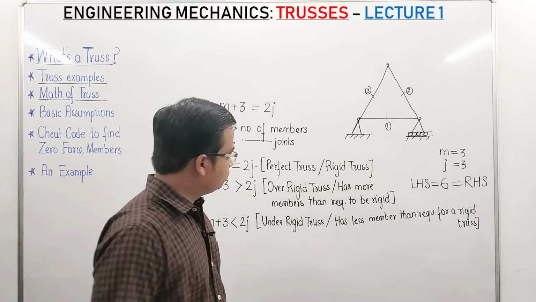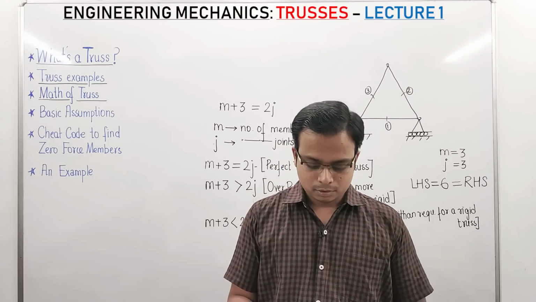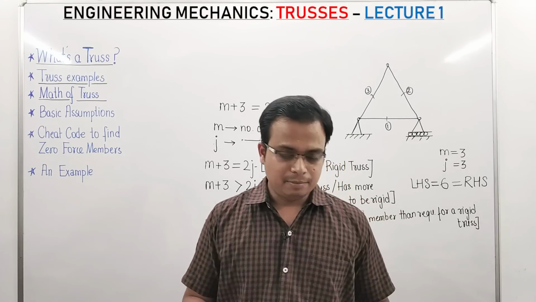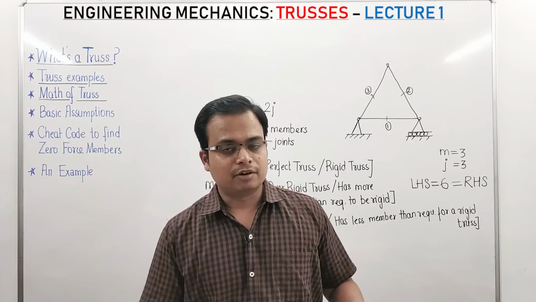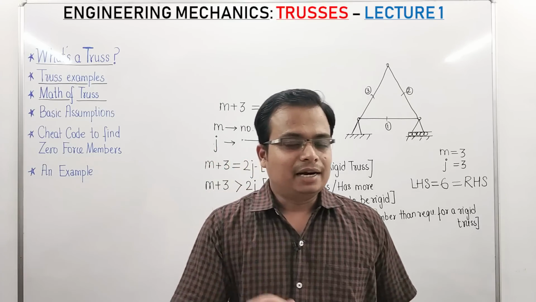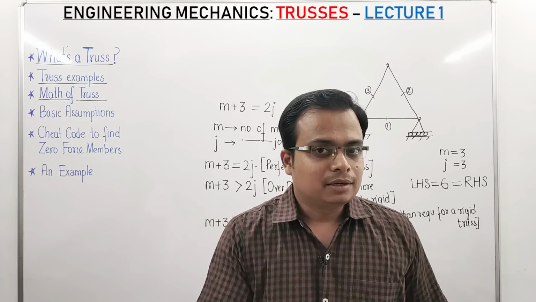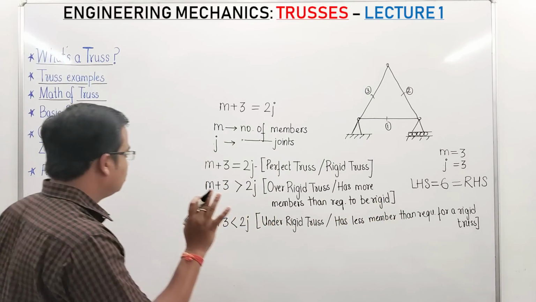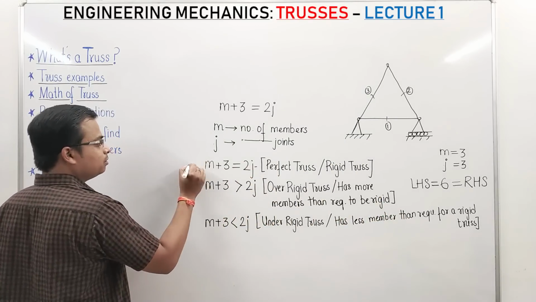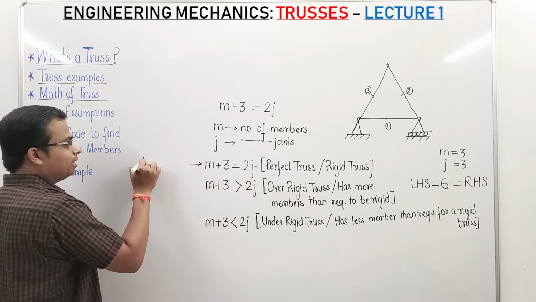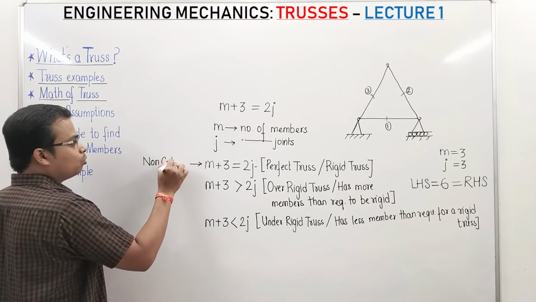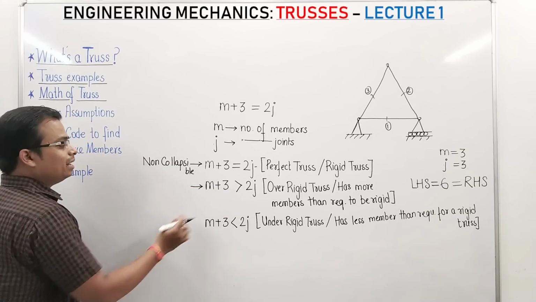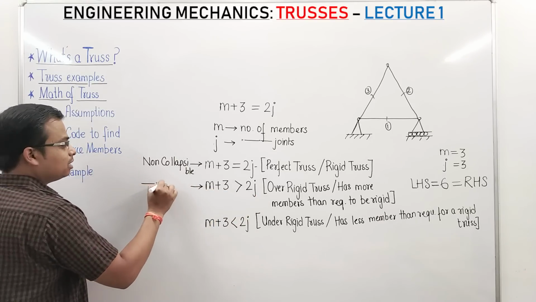Now, when I started this topic, I told you that designing a truss is not enough. Connecting different members together and making a system of members and calling that a truss is not enough. You need to know that on application of load, whether that truss is going to collapse or not. So let me make a claim. When LHS is equal to RHS, the truss will be non-collapsible. When it's an over-rigid case, when LHS is greater than RHS, again, this is a non-collapsible case.